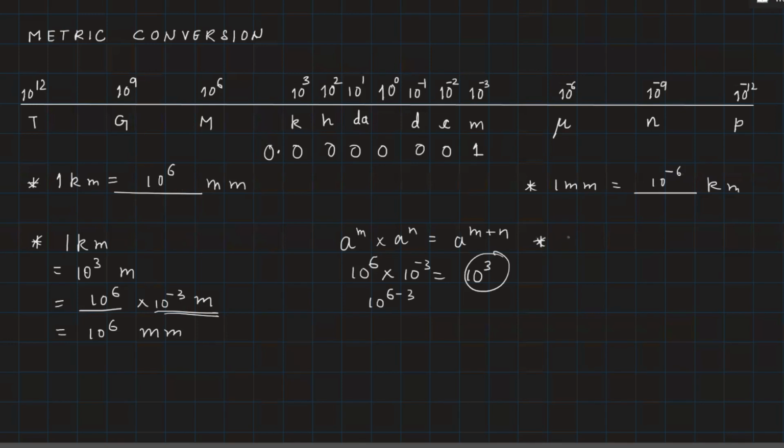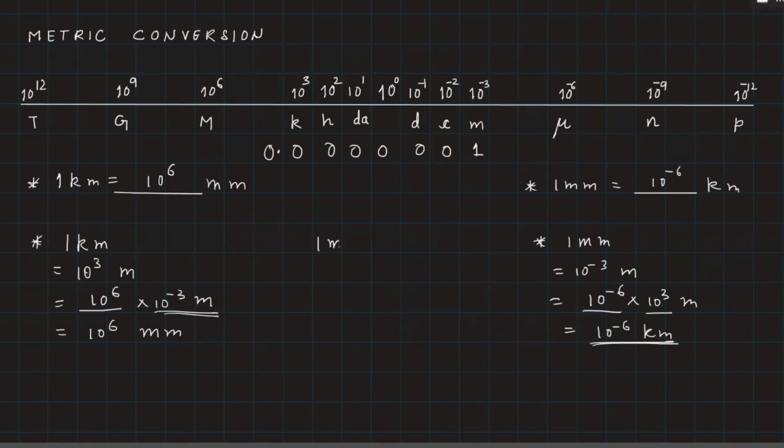If I do it the other way, 1 millimeter is equal to 10 to the power minus 3 meters. And I need a kilometer, so I will write 10 to the power 3 meters. But we need to keep it at minus 3, so I will write a minus 6, because 10 to the power minus 6 and 10 to the power 3 gives me 10 to the power minus 3. So this is 10 to the power minus 6 kilometers.